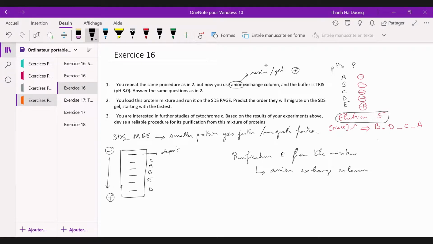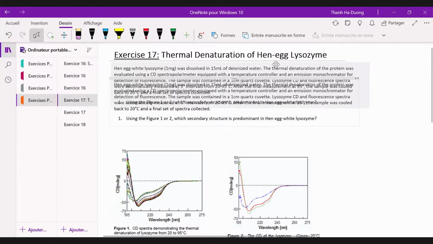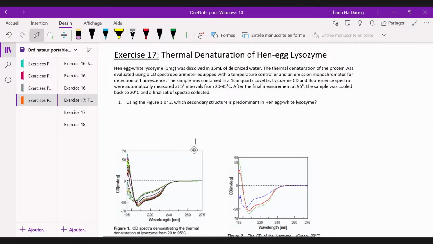Do you have any questions? No. Let's go to the next one. So, in the next one, we study the denaturation by temperature of lysozyme.